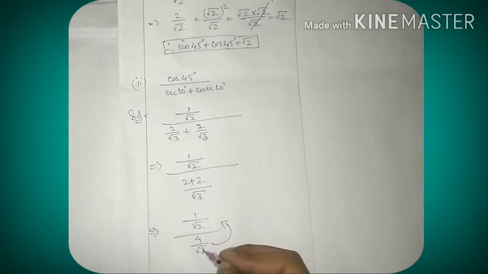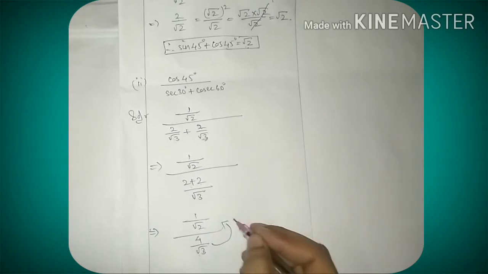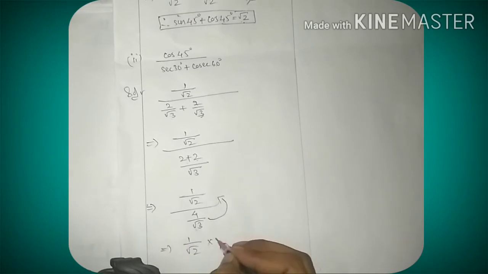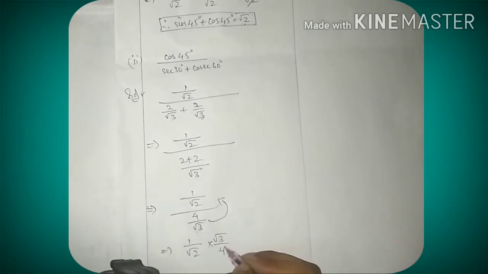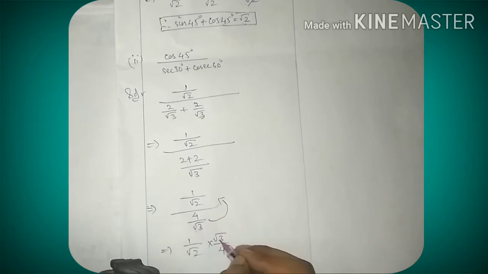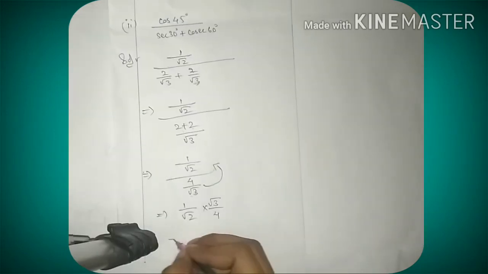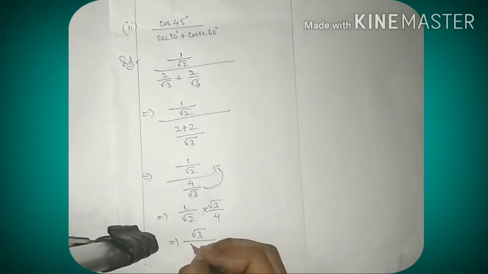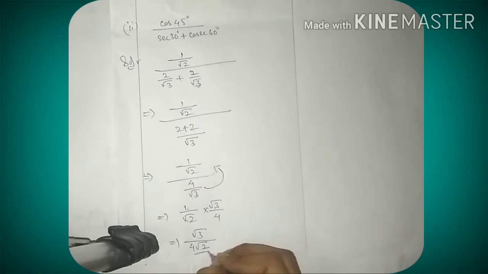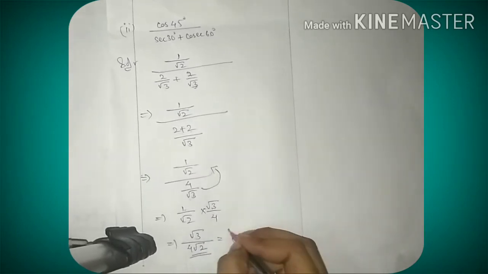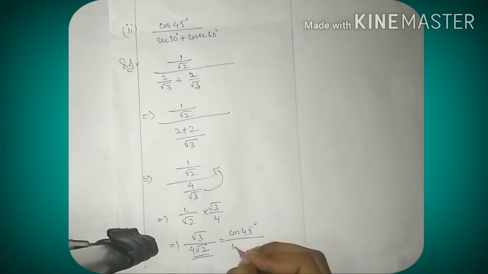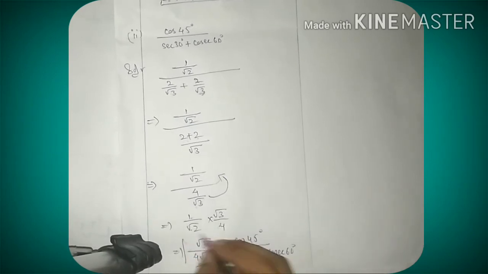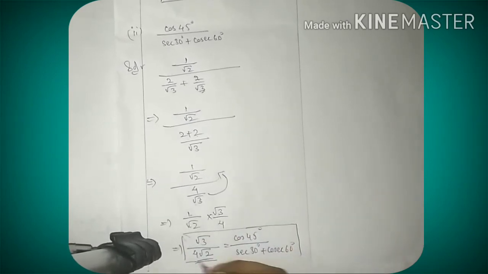Now we have to write 4 by root 3 as root 3 by 4, so 1 by root 2 into root 3 by 4. Here we have written the reciprocal of 4 by root 3 as root 3 by 4. Now 1 into root 3, root 3. Root 2 into 4, 4 root 2. So this is our answer for cos 45 degrees by secant 30 degrees plus cosecant 60 degrees. So the second problem also we have solved.